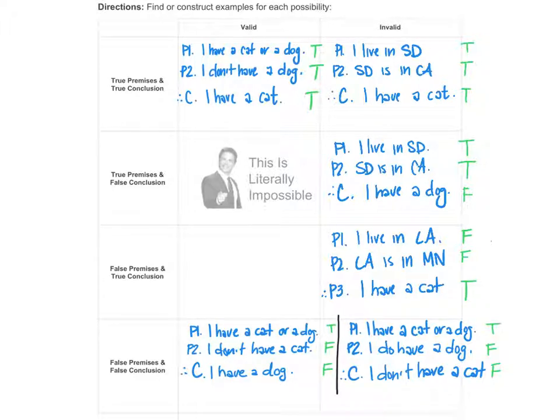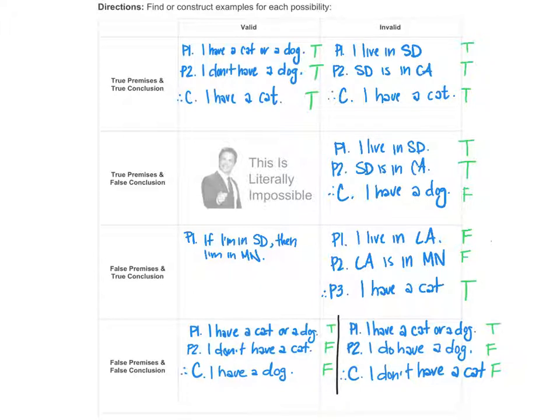Okay, the last box is the one that's most difficult to construct. So I would be surprised if anyone is able to come up with their own version of this, where the other boxes you might have been able to come up with it. But here's an example. Let's let premise 1 be, if I'm in San Diego, then I'm in Minnesota.